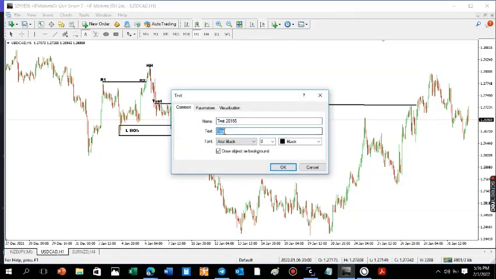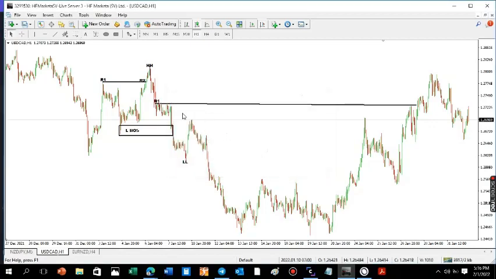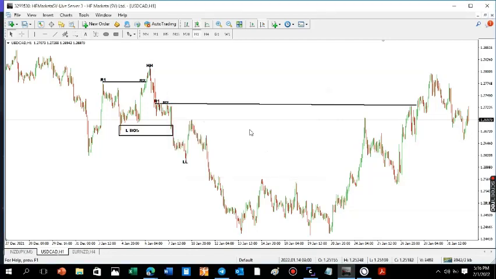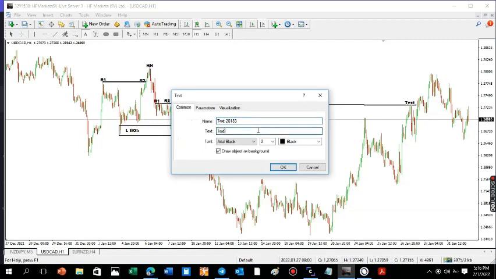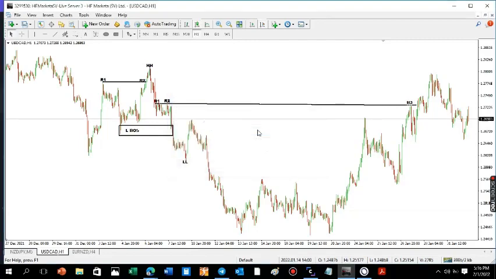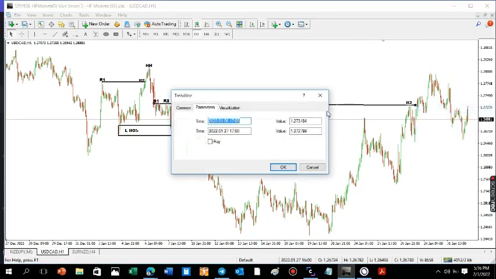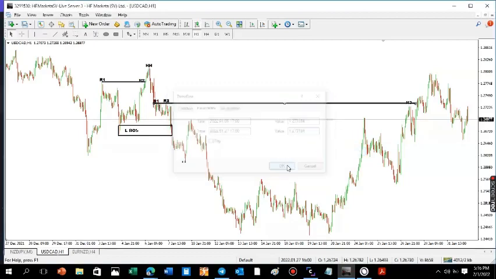Let me just do this. So this is R1. This is R2 right here, and then this is R3. That's my R3 there. Let me try and make this look a little bit cleaner. Yep, something like that.